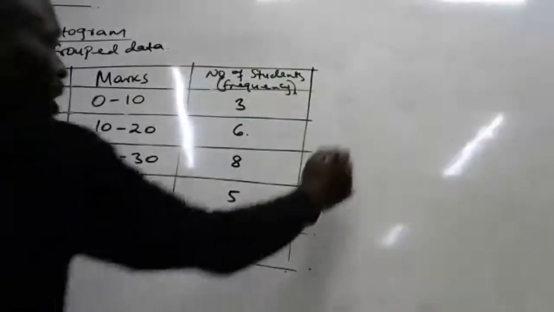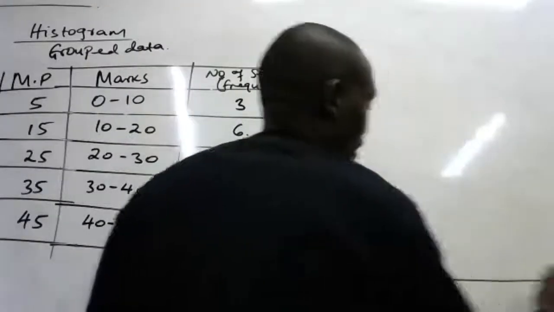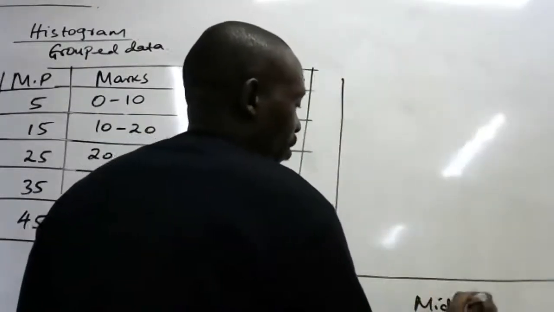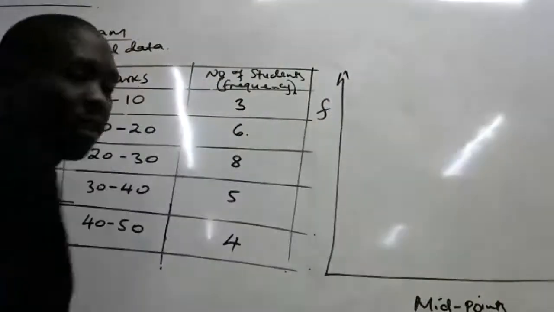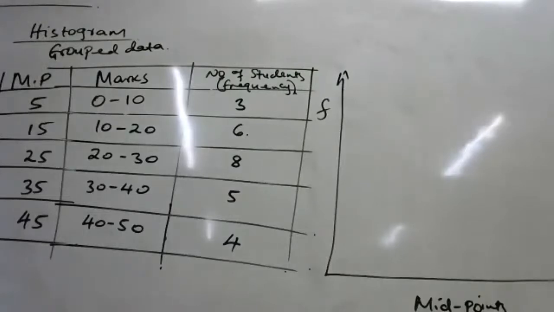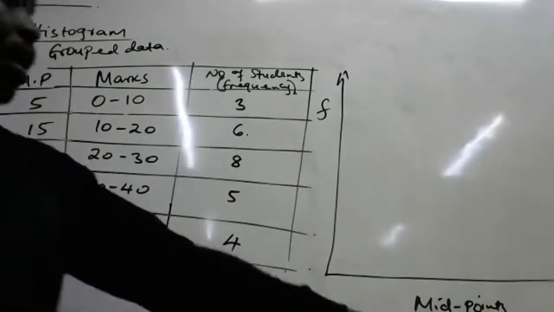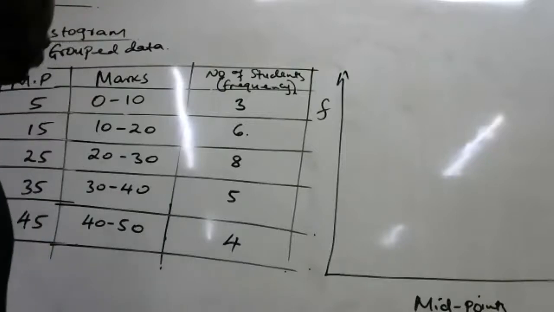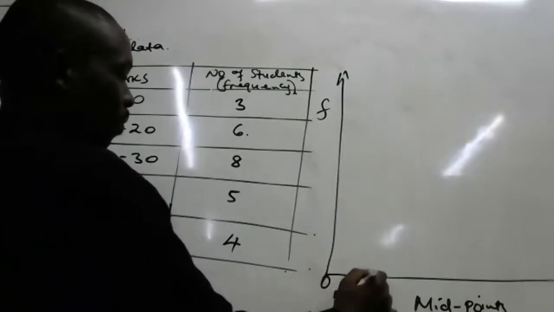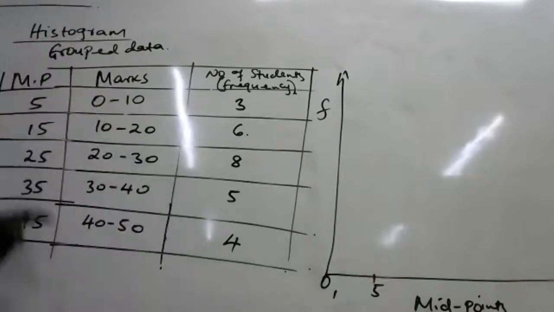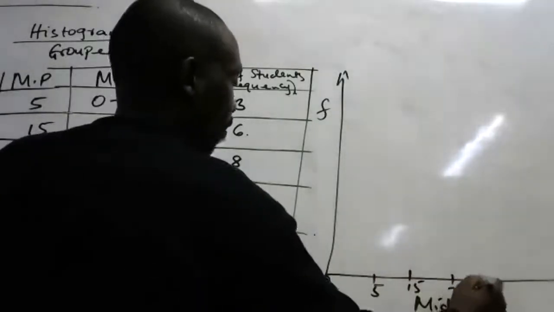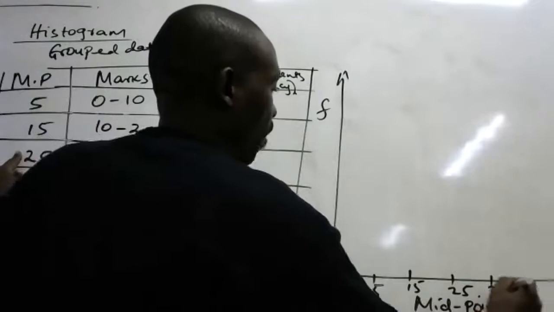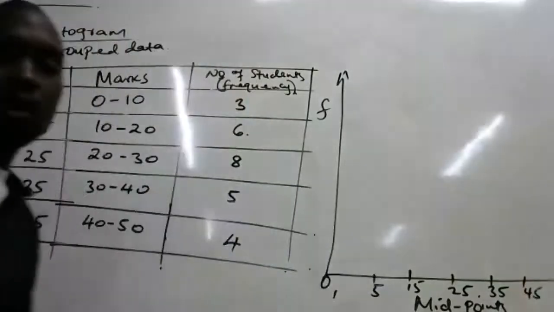You are going to use the midpoints on the x-axis. Here you are going to use the frequencies, whereas here you are going to use the midpoints. And actually now you have 0. The midpoints are 0, then we have 5, 15, 25, 35, and 45. Those are the midpoints.